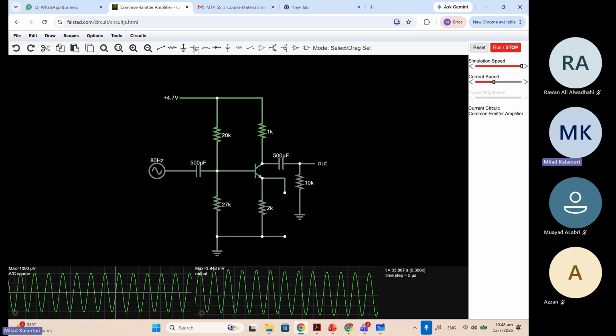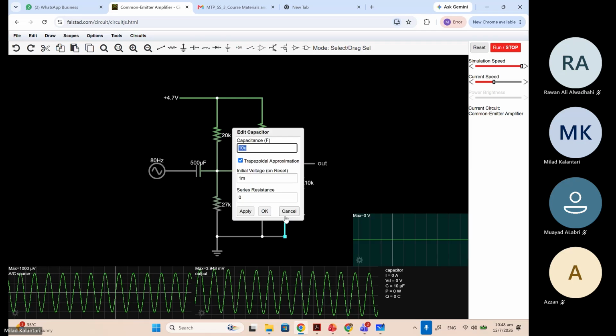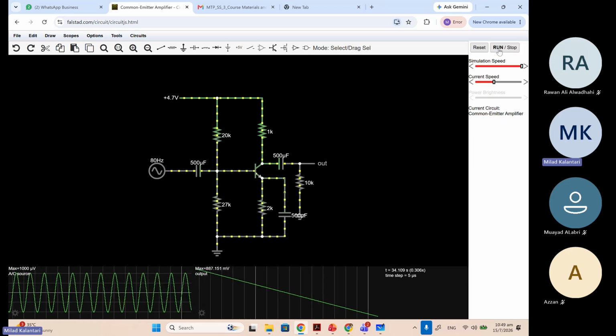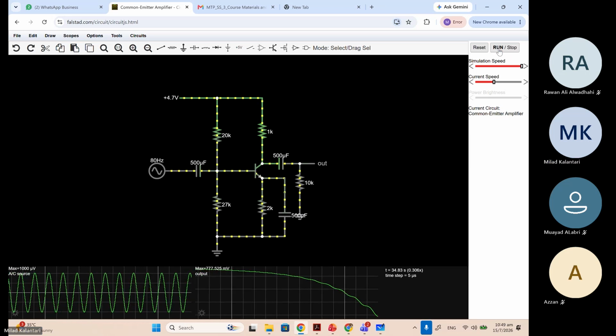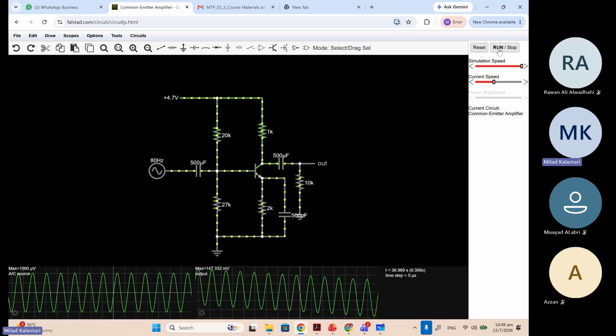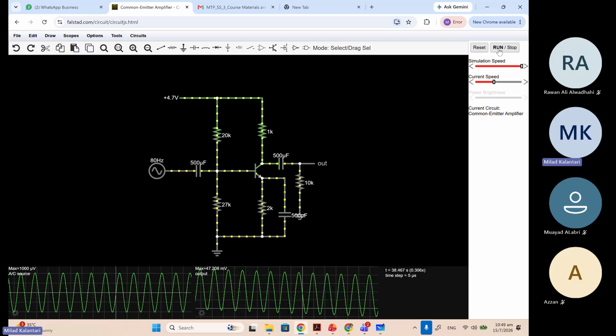And then what we were proposing was to add some cap here, a big cap. Maybe I just put the big value again here. And then we expect to reach some gain of like 40 something, right? So let's see.